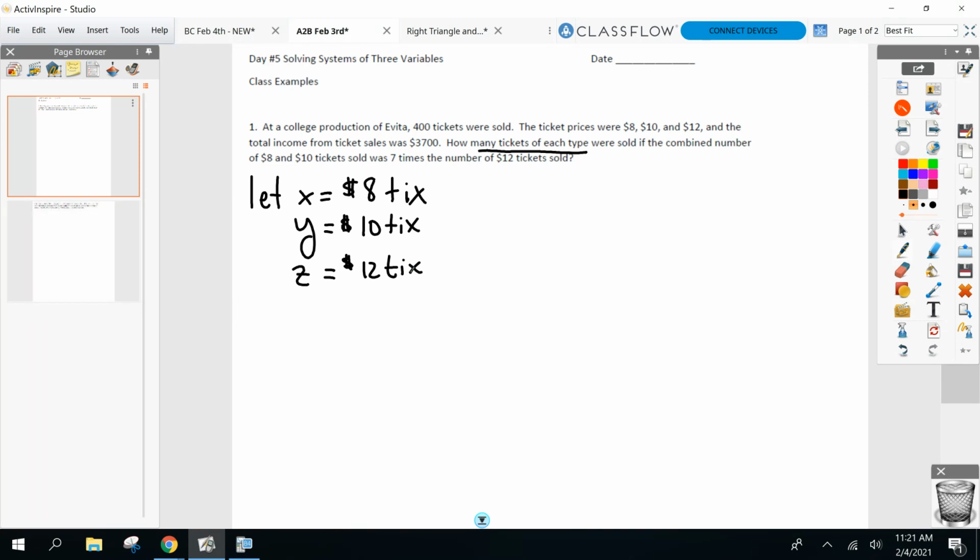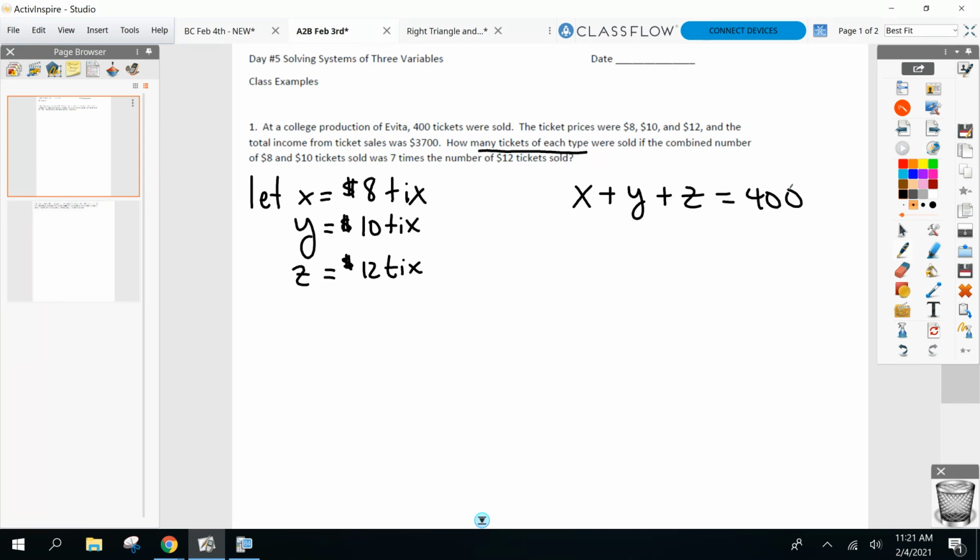And I'll do it. What do you think, Caroline? X plus Y plus Z equals 400. Done. I like it. X tickets, Y tickets, Z tickets totaled up to 400. Perfect. Good job. Good job.